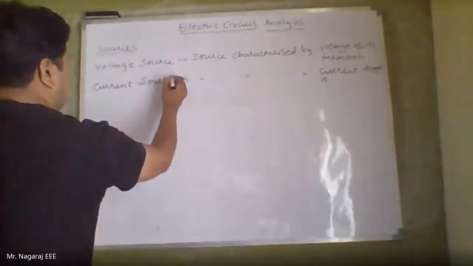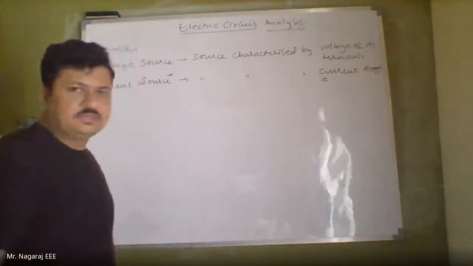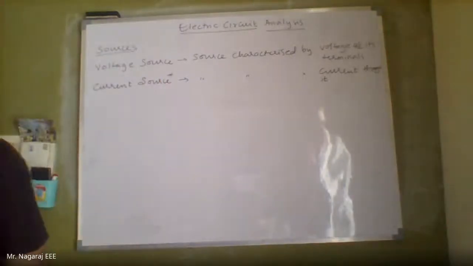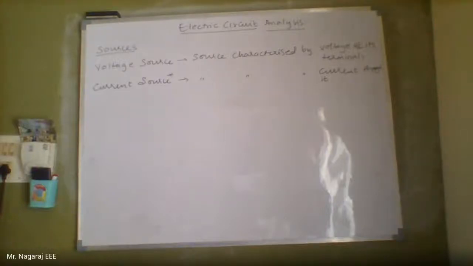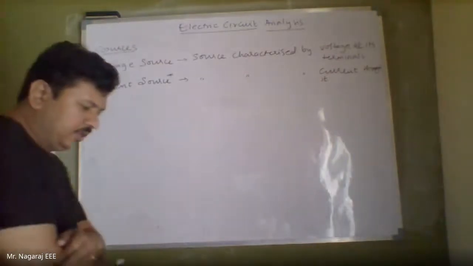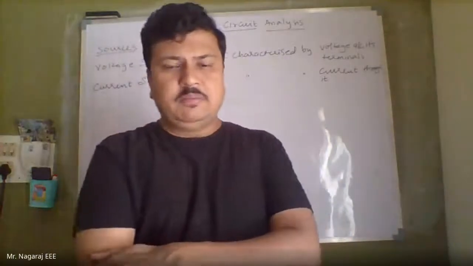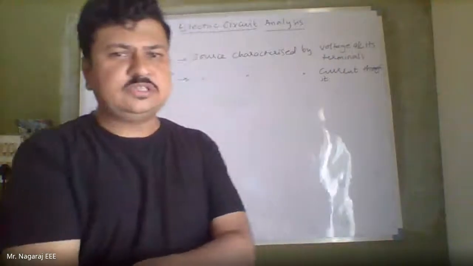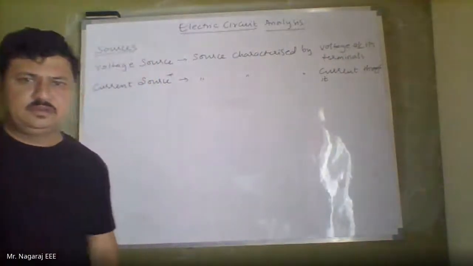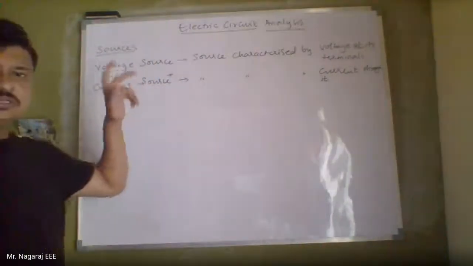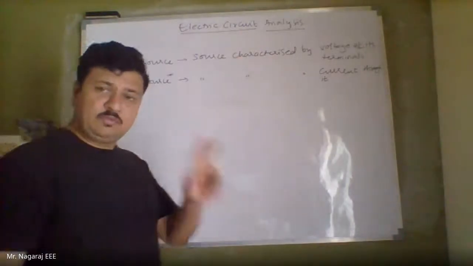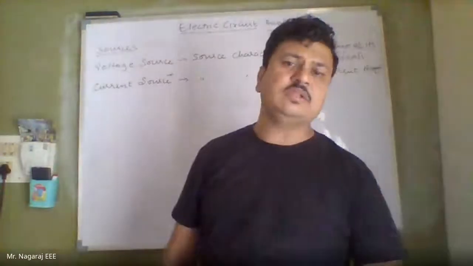I told you that I will put a star mark on the current source. Why will I be putting a star mark there? Because practically getting a current source completely without the help of a voltage source is difficult. A current source is obtained by converting a voltage source to get a constant current.